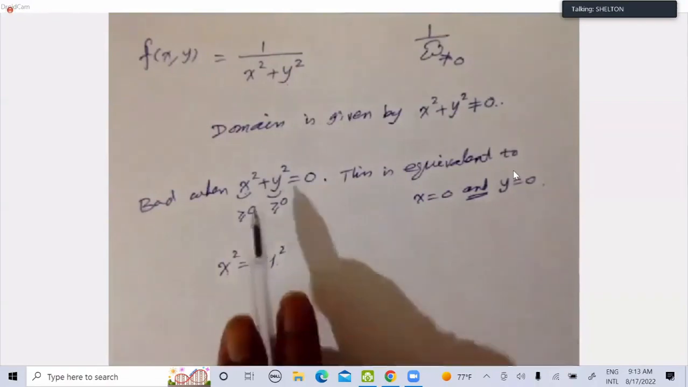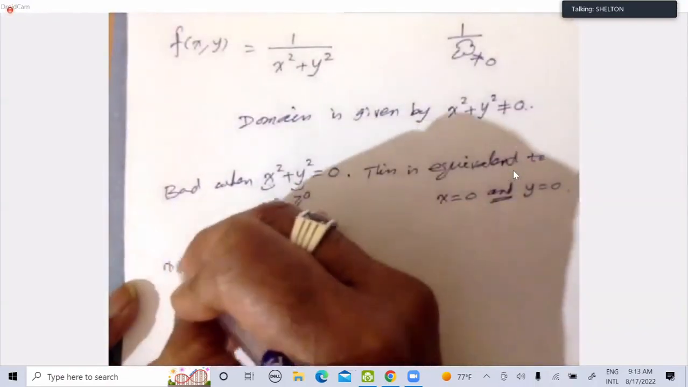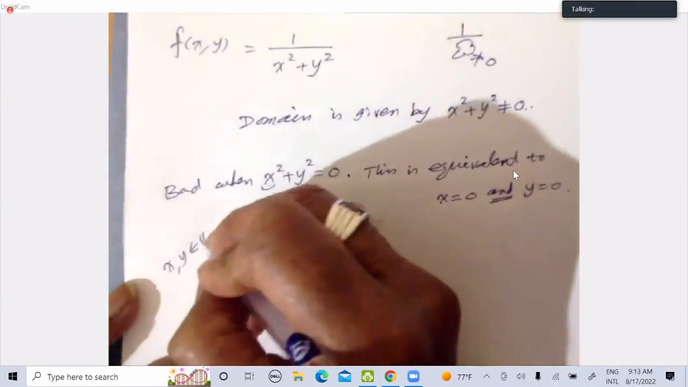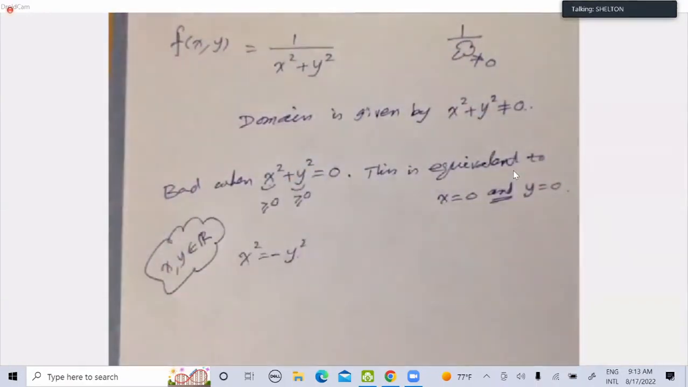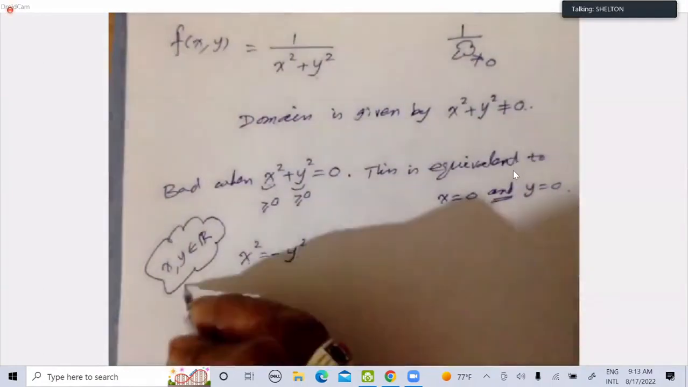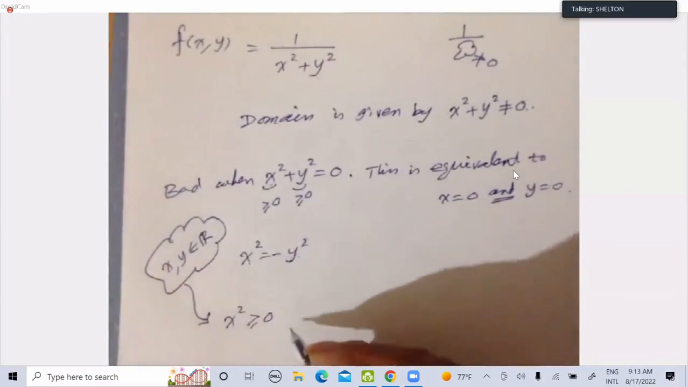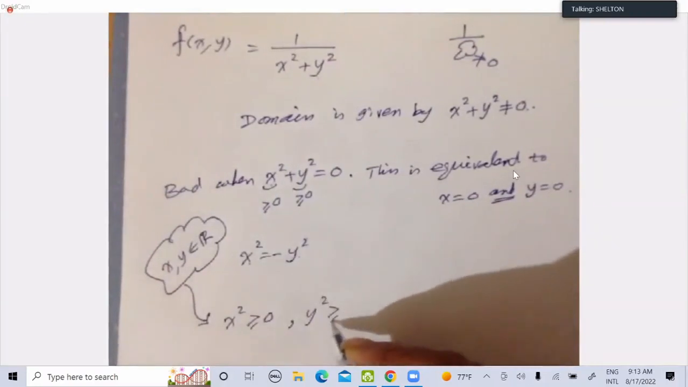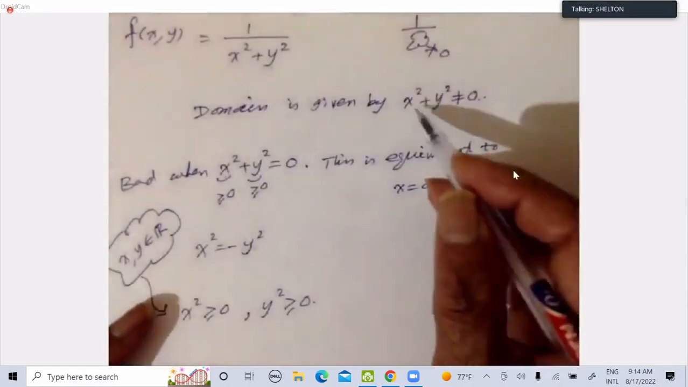Or easier to see this way also, x and y are real. X, comma, y, without parenthesis, they are real numbers. So for real numbers, x squared is greater than or equal to 0. Y squared is also greater than or equal to 0. So if you add and get 0, both must be zeros. So x is equal to 0 and y is equal to 0.